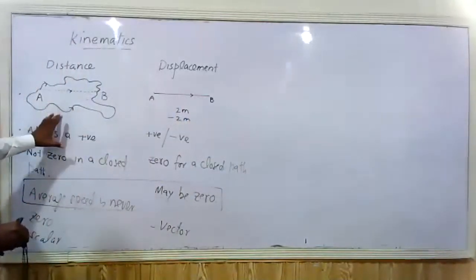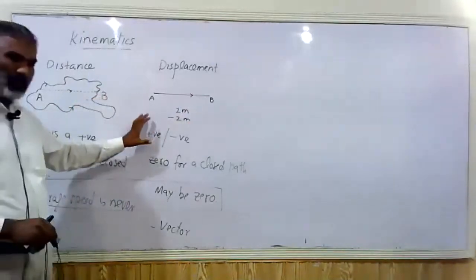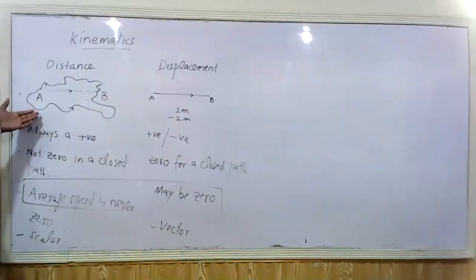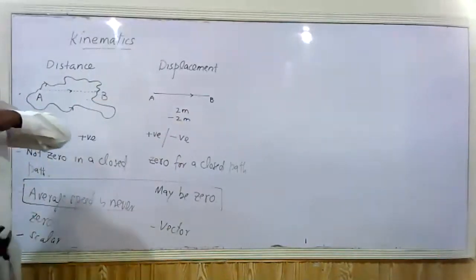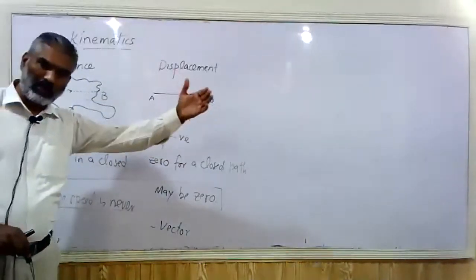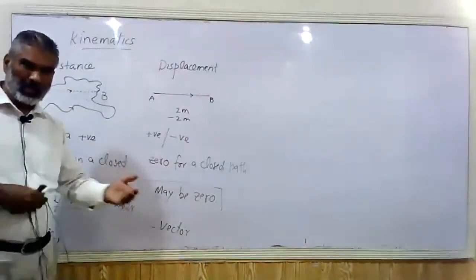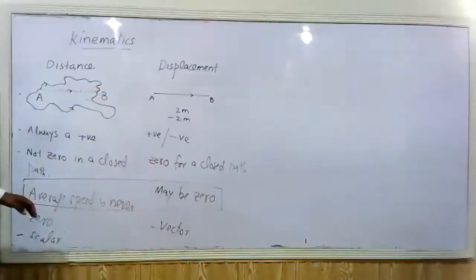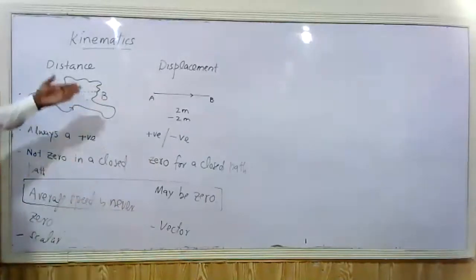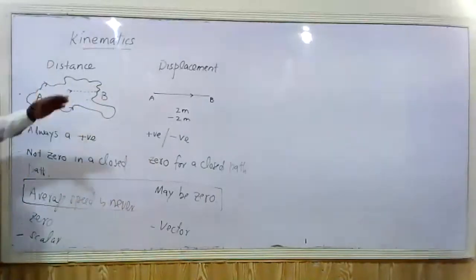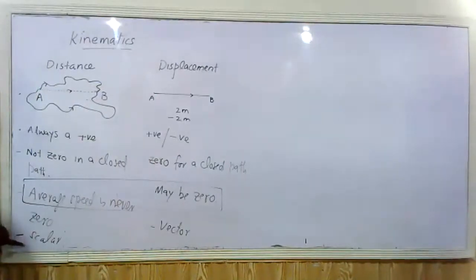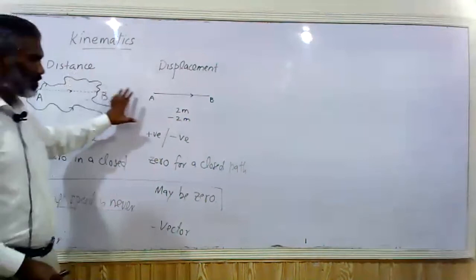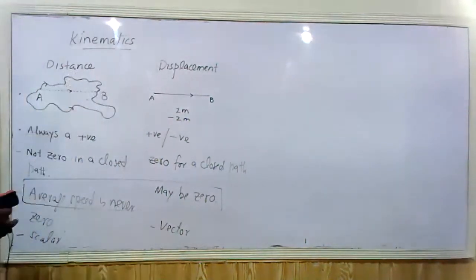Distance is always positive. Displacement could be positive or negative depending upon the direction you have taken. Distance is not zero in a closed path. If you have traveled some distance from A to B and come back to A, the distance is of course added, but in this case displacement is zero. I skip this one because it is discussed in the next comparison, and come to this one, scalar. This quantity is scalar because there is no direction associated, and that one is vector.